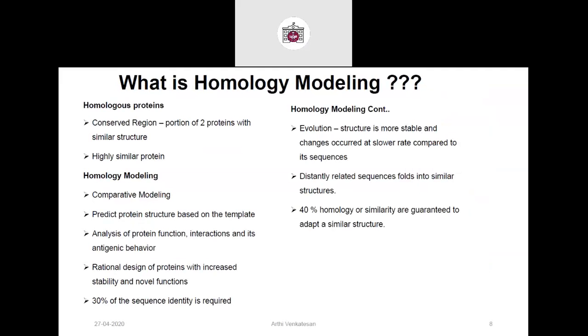One more doubt: what do you mean by template? For example, I will be explaining it in my next slide.